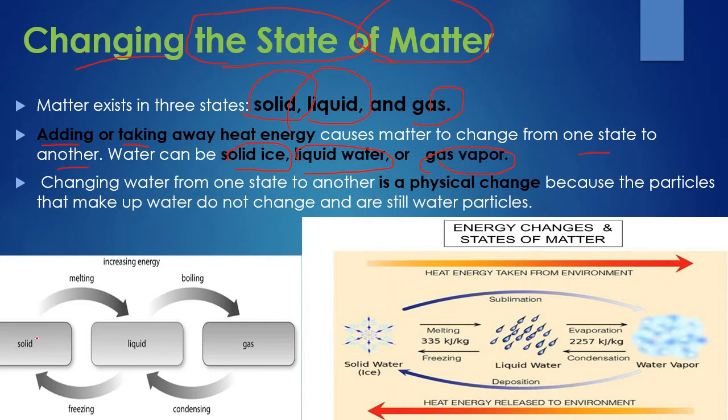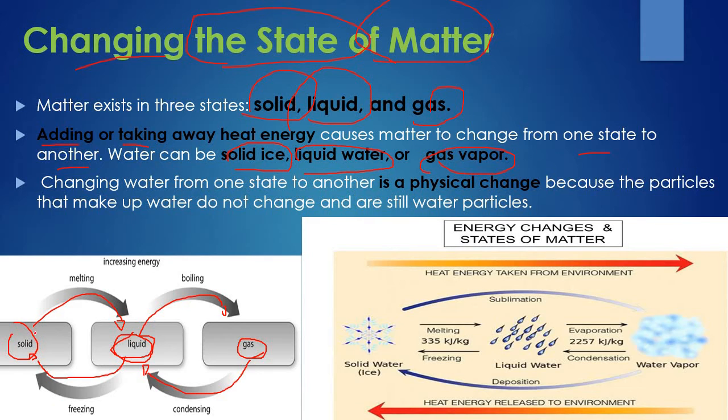For example, here, solid ice, if I add heat, it turns into liquid state or liquid water state. Add thermal energy to liquid water state, it turns into gas. So taking away of heat energy or thermal energy from the gas or water vapor state, it turned into liquid state. So taking away of heat energy or thermal energy of liquid water turned into solid water.